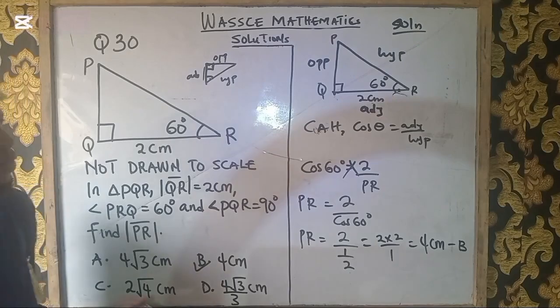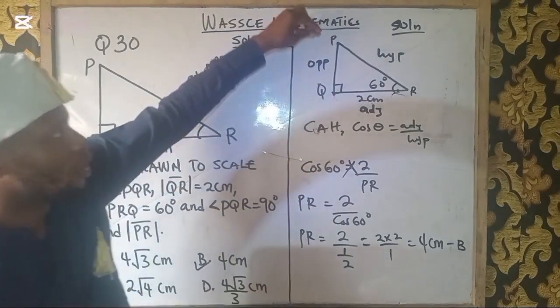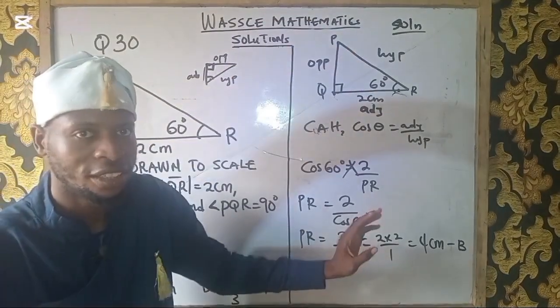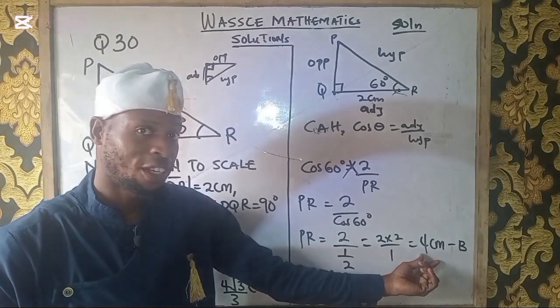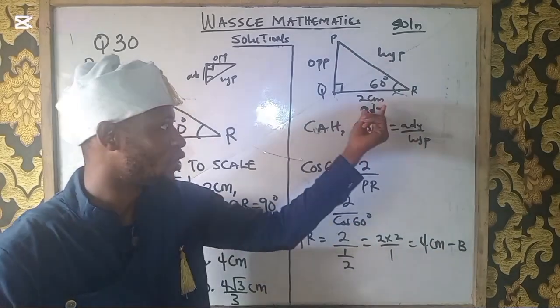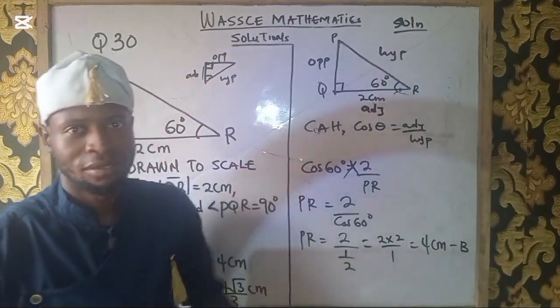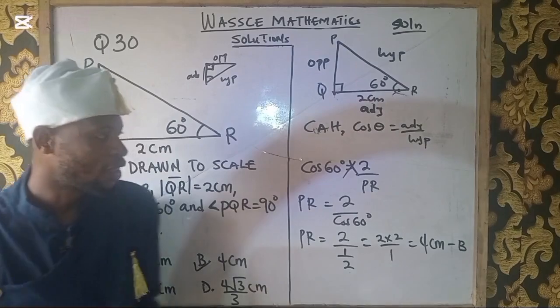Now be careful. The hypotenuse side, we said, is the longest side. Whatever answer you get must be bigger than the opposite and the adjacent side. Assuming I got 1 centimeter as my final answer, that means I'm not correct because this is already 2 centimeters. It must not be bigger than the hypotenuse side. You understand that? So that is how we solve problems like that.